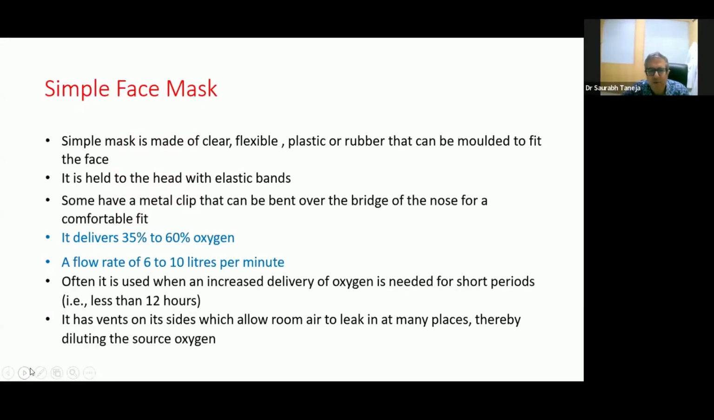It is used when the oxygen requirement is slightly higher than for a nasal cannula. It can deliver 35 to 60% oxygen at around 8 to 10 liters per minute. It has vents on its side which allow room air to leak in at many places, thereby diluting the source of oxygen. That is why it can give only a maximum of 60%. If the patient has an increased demand, even at 10 liters, the oxygen given will be less than 60%. Next slide.